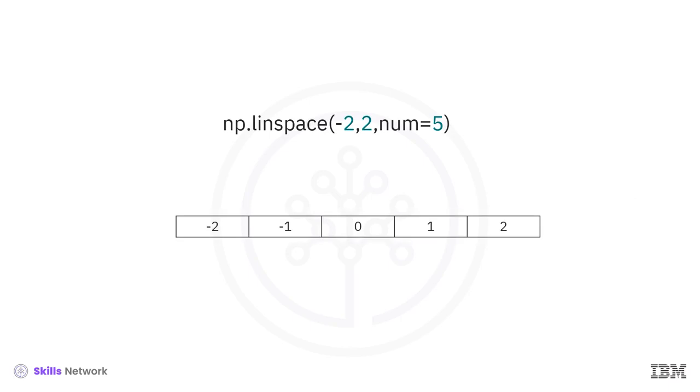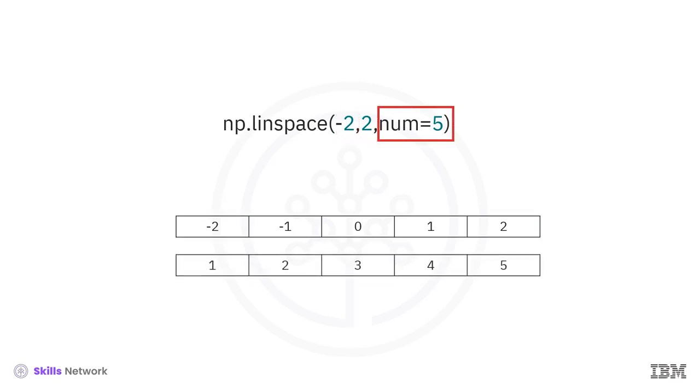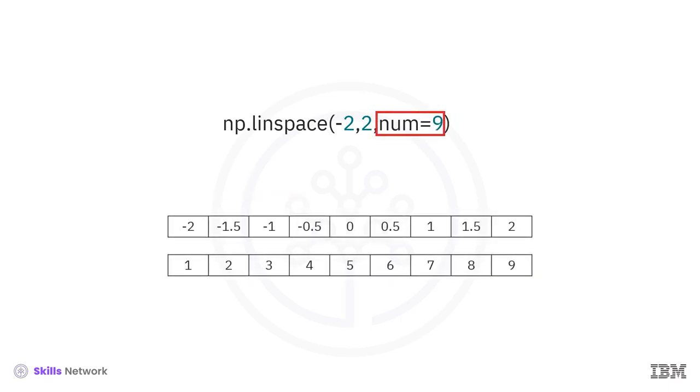linspace. Linspace returns evenly spaced numbers over a specified interval. We specify the starting point of the sequence and the ending point of the sequence. The parameter num indicates the number of samples to generate. In this case, 5. The space between samples is 1. If we change the parameter num to 9, we get 9 evenly spaced numbers over the interval from -2 to 2. The result is the difference between subsequent samples is 0.5 as opposed to 1 as before.